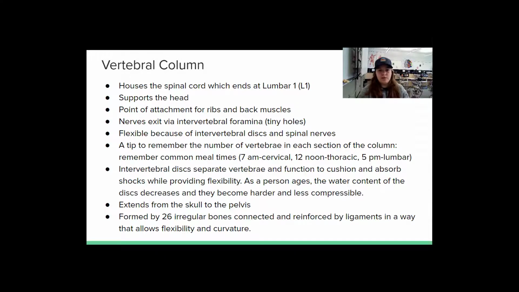The vertebral column extends all the way from the skull down to the pelvis, and it's formed by a total of 26 irregular bones connected and reinforced by ligaments in a way that allows flexibility and characteristic curvature. So here you might be saying 7 plus 12 plus 5 is 24, but here this is 26. It's because the sacrum and the coccyx, which are 2 bones known as your tailbone, are also going to be part of this overall vertebral column.